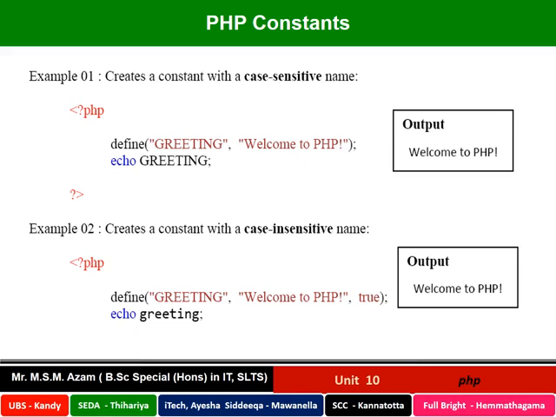After that, using the function echo to print the value of the constant greeting. But see, after the echo function, I use the name of the constant greeting in simple form. But in the declaration part, constant name is given in capital. But printing part, it is given in simple. Even though I gave that in simple form, I got the output, welcome to PHP. The reason, in my declaration, I have declared that constant as a case insensitive constant.